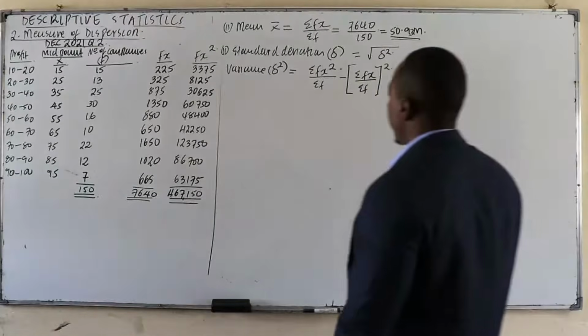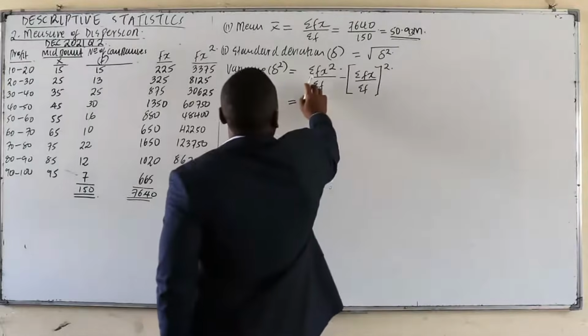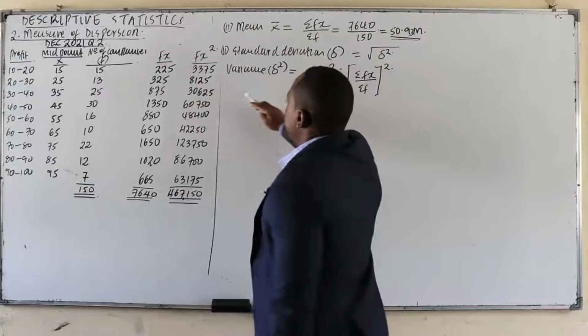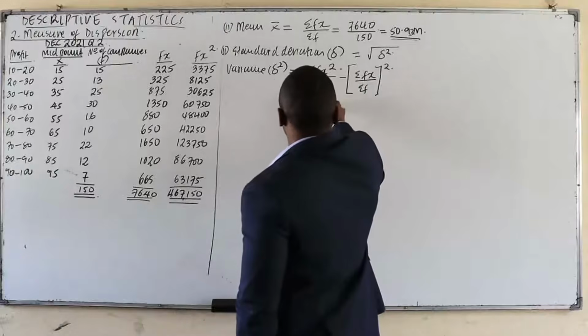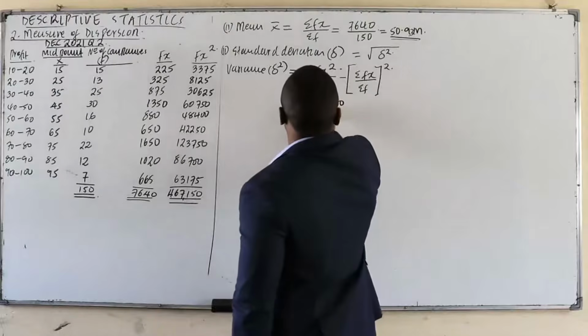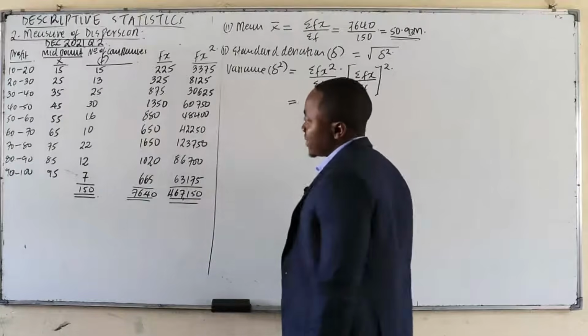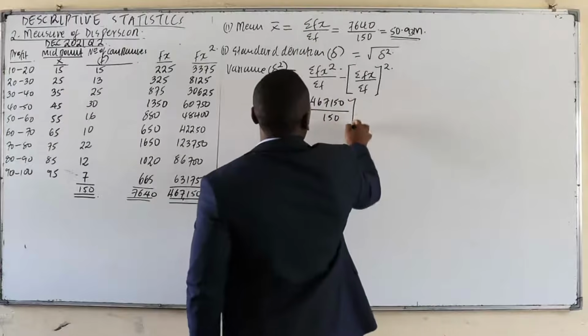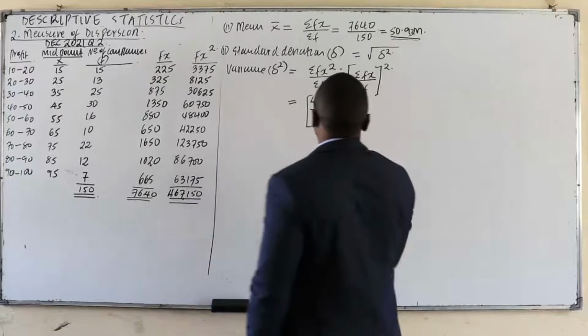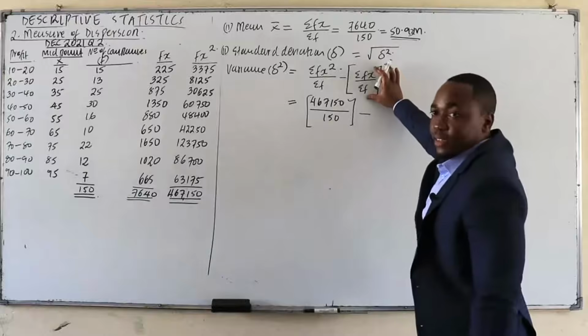So first of all, we compute the variance. Summation of fx squared. Here is our fx squared. The summation is 467,150. You divide by the summation of frequency. There were 50 companies. Then we minus. Now this is the mean.